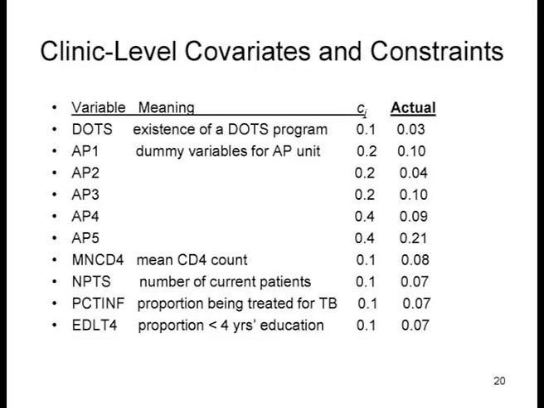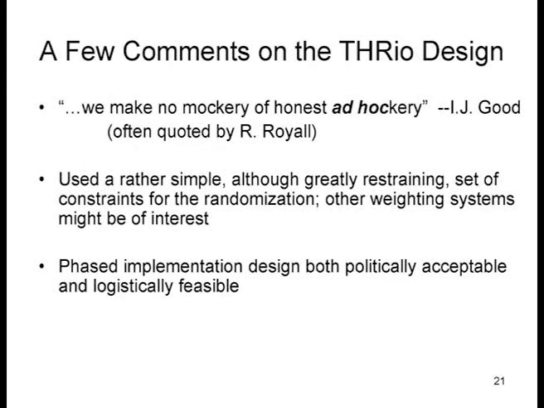Our constraints were like plus or minus 10% for most of these, and we were well under that. So we got pretty good balance there. Richard Royal, one of our biostaff professors here, was fond of quoting I.J. Good, who said, even though we strive for the lofty, beautiful ways to do things, make no mockery of honest ad hocery. And that's basically what we have here. But it works. We've got a balanced system and one that's also pretty close to being valid.